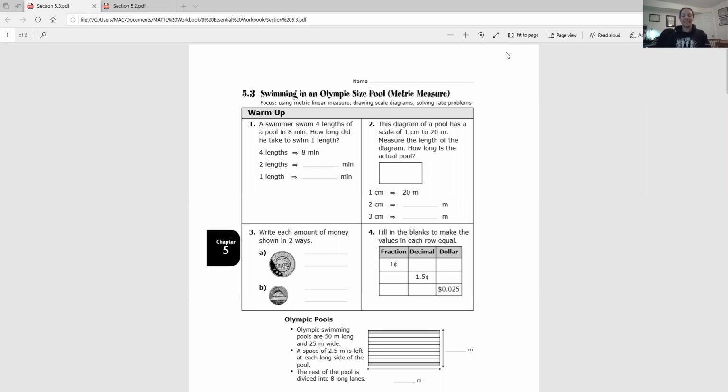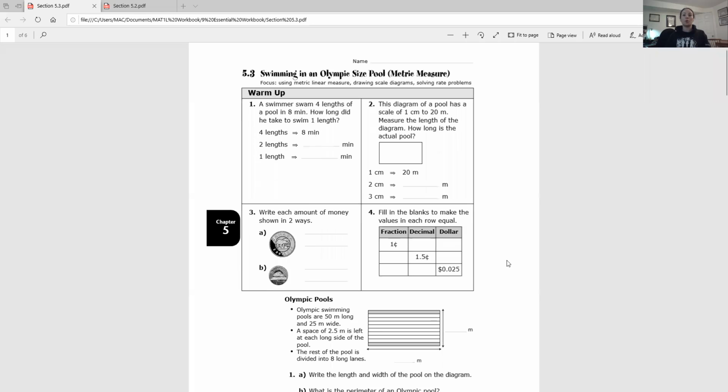Today we're looking at an Olympic-sized swimming pool. They're pretty cool if you've ever seen one. They're just pretty large. So we're going to go through, again, you don't need the warm-up. Most of the section I'm going to walk you through. There's just a few questions where you're going to be answering them on your own.